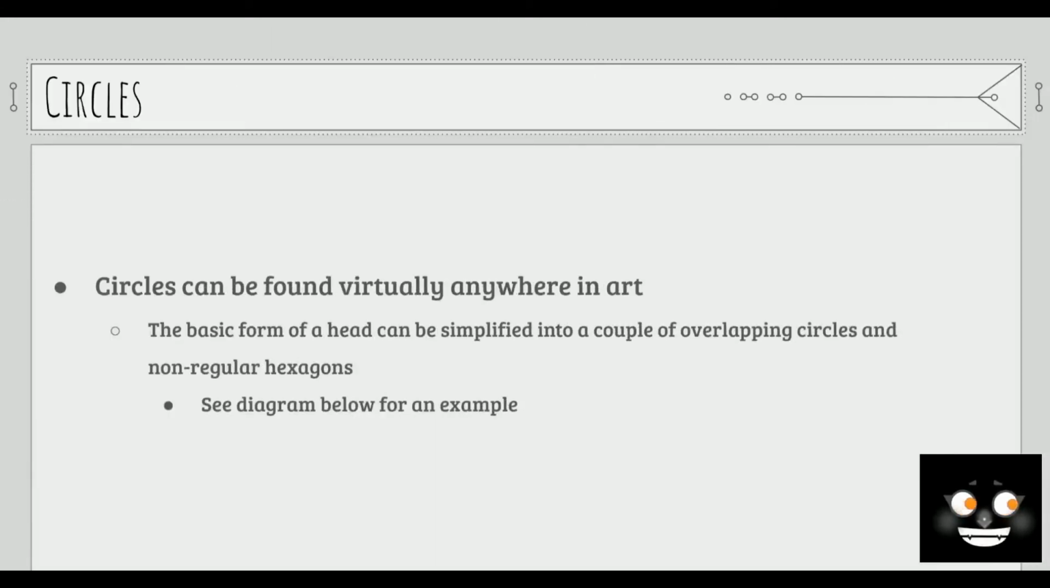Circles. One of the fundamental shapes in geometry, circles can be found virtually anywhere in art. The basic form of a head can be formed by simplifying some circles and some non-regular hexagons. Here's a diagram for us visual learners in the class. A circle plus a hexagon equals this familiar head shape that all of you should recognize.